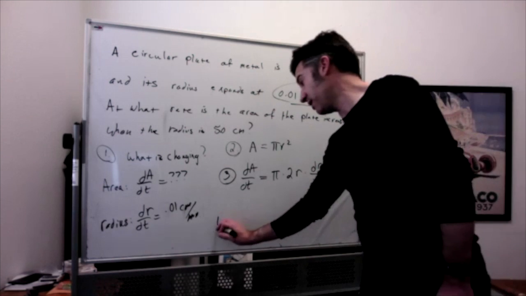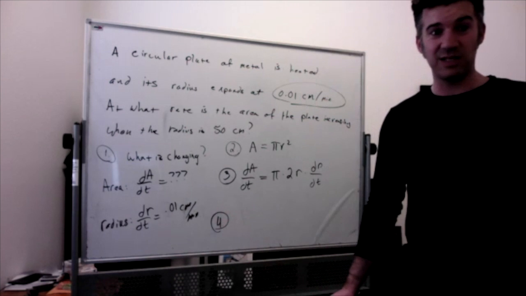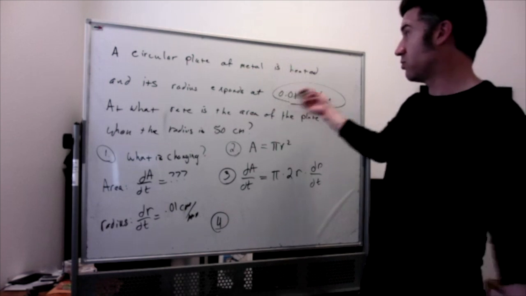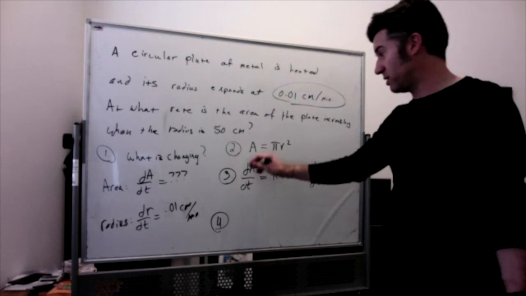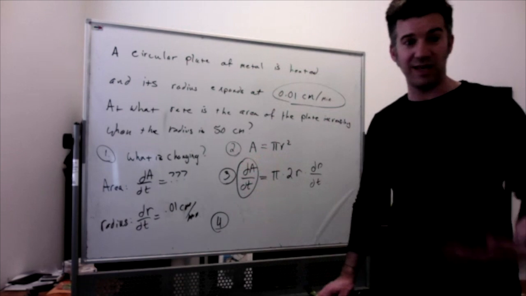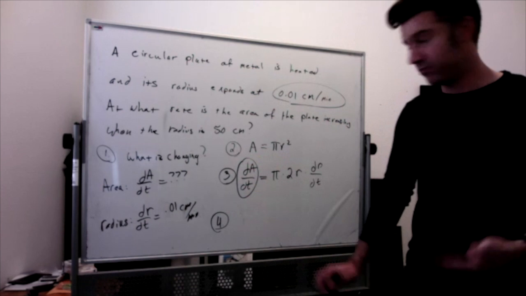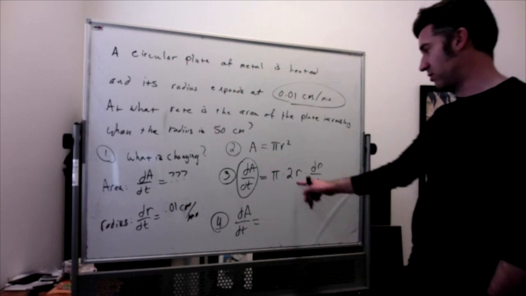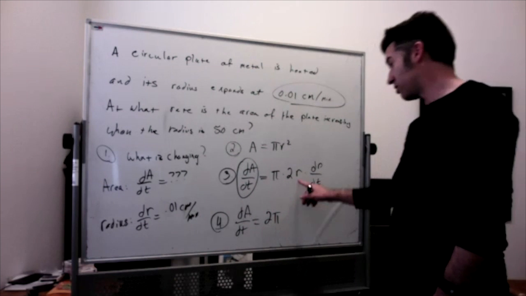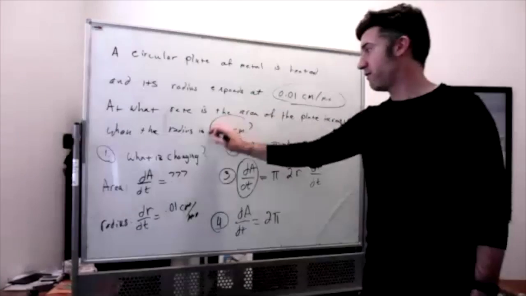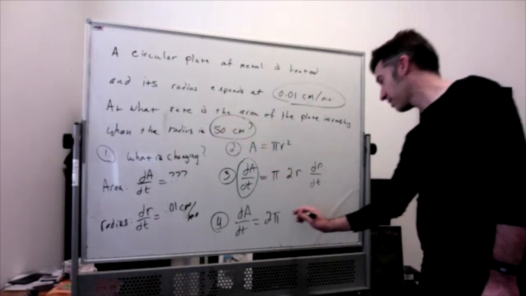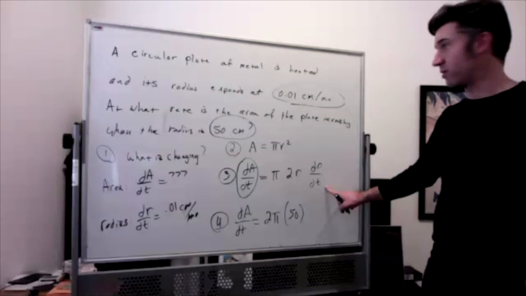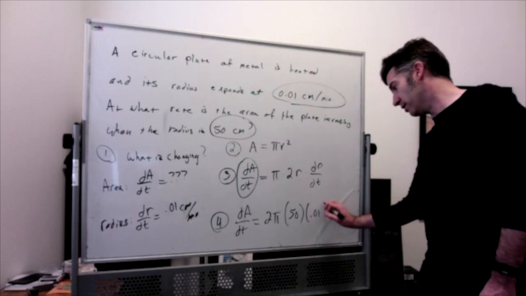And then the fourth and final step is to plug in and solve. So I'm trying to find dA dt, and I should be able to plug in for everything except the thing I'm trying to solve for. So I've got my 2 pi here. The radius is 50 centimeters. Dr dt, the rate of change of the radius, is 0.01 centimeters per minute.